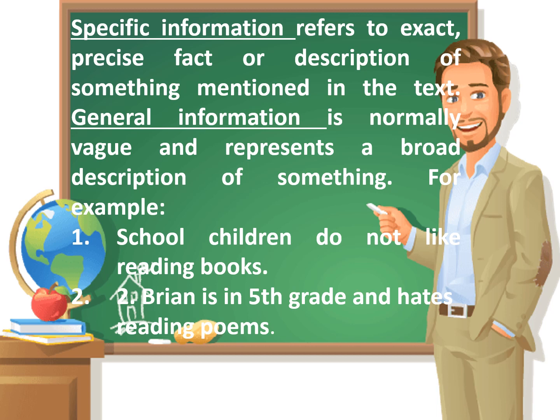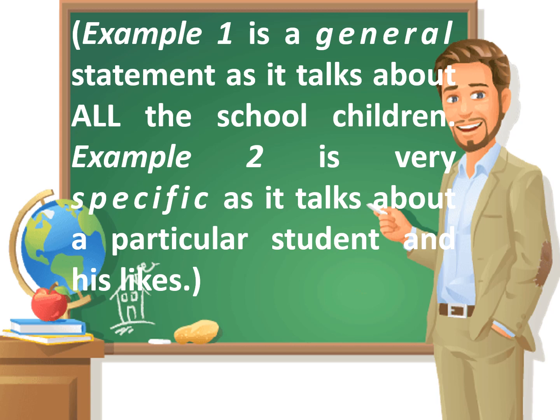For example, school children do not like reading books. Second example, Brian is in 5th grade and hates reading poems. Example number 1 is a general statement as it talks about all the children of the school. And example number 2 is very specific as it talks about a particular student and his likes.